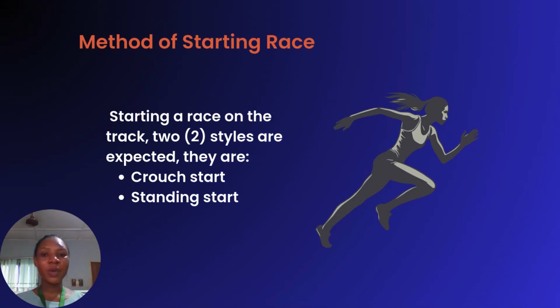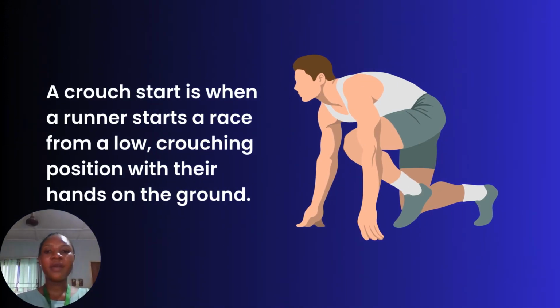We have two ways of starting a race. The first one is the crouch start, and the second one is the standing start. A crouch start is when a runner starts a race from a low crouching position with their hands on the ground, as seen in this picture.